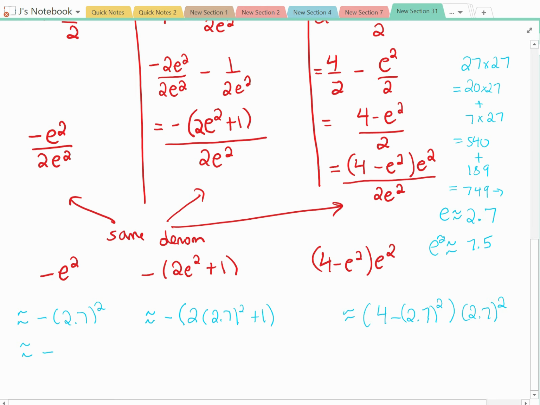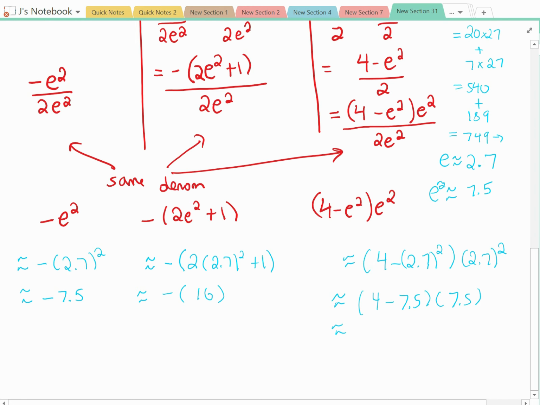Anyway, so we're going to get negative 7.5 from the first one. And from the second one, we'll have negative 2 times 7.5, which is 15, plus 1. That'll be negative 16. And from the third one, we'll have 4 minus 7.5 times 7.5. That's going to be negative 2.5 times 7.5. And what's that? So that's negative 5 over 2 multiplied by 15 over 2. And that's going to be negative 75 over 4.